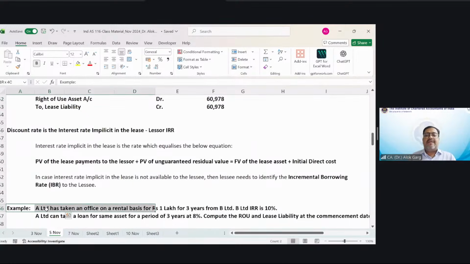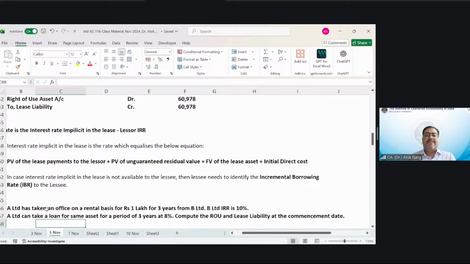A Limited has taken an office on a rental basis for 1 lakh for 3 years from B Limited. A Limited is the lessee, B Limited is the lessor, right? And B Limited's IRR is 10%. Okay. A Limited can take a loan for the same asset for a period of 3 years at 8%. Compute the ROU and lease liability at the commencement date.